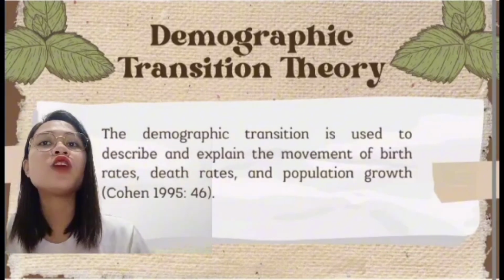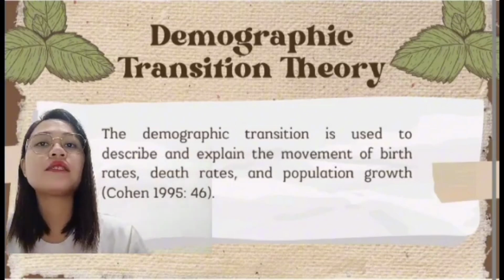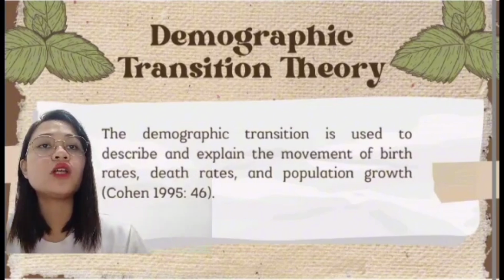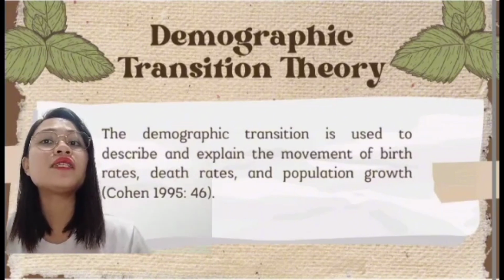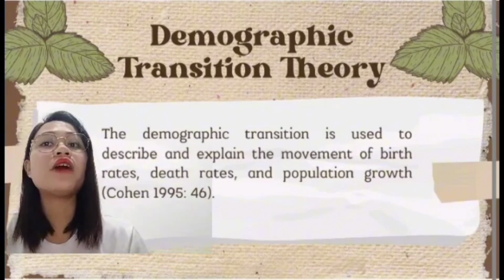In the first stage, the birth rate and the death rate are high and the growth rate of population is low. In the second stage, the birth rate remains stable but the death rate falls rapidly. As a result, the growth rate of population increases very swiftly. In the last stage, the birth rate starts falling and tends to equal the death rate. The growth rate of population is very slow.